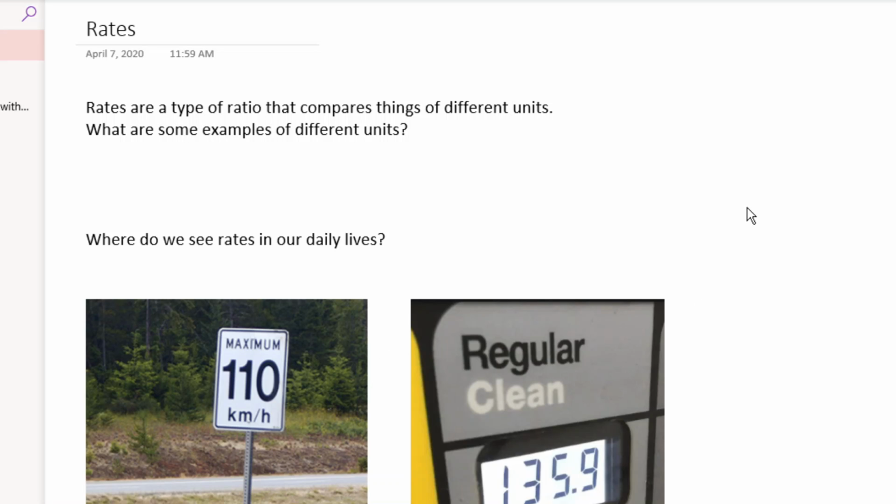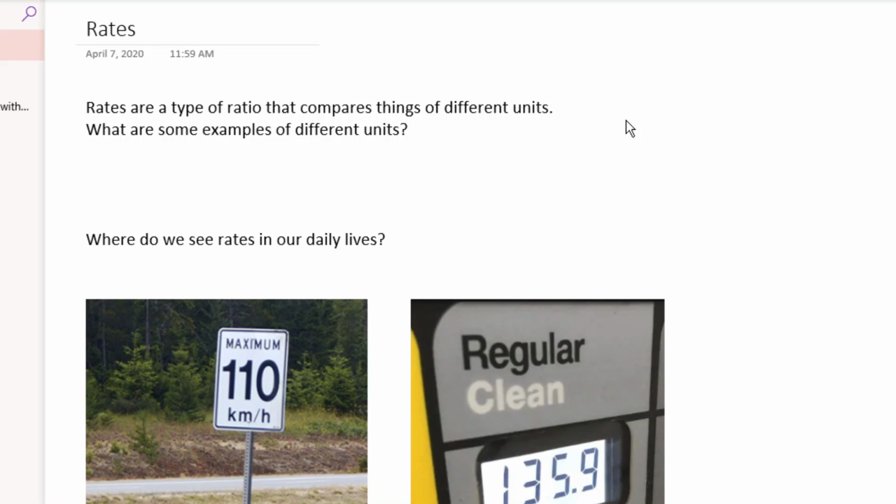All right. So for these past 2 weeks, we've been talking about ratios, and now it's time to talk about something that is kind of the same, but a little bit different. So rates are a type of ratio that compare things that have different units. And so the first question we're going to answer is, what are some examples of different units?